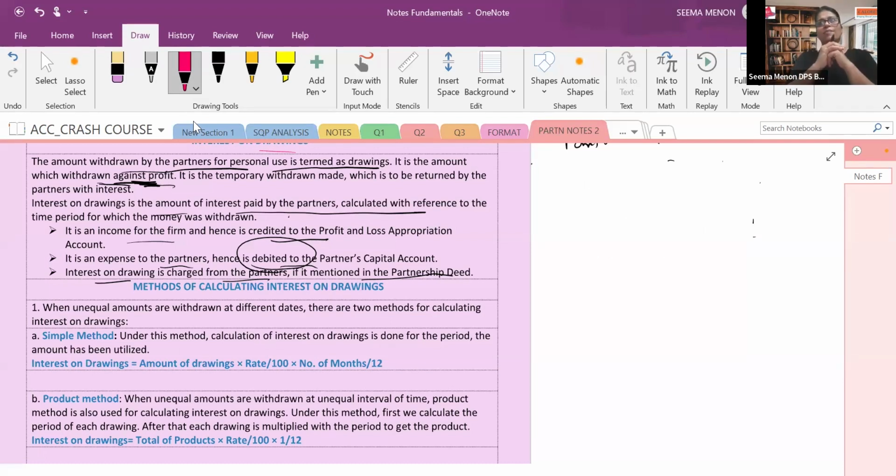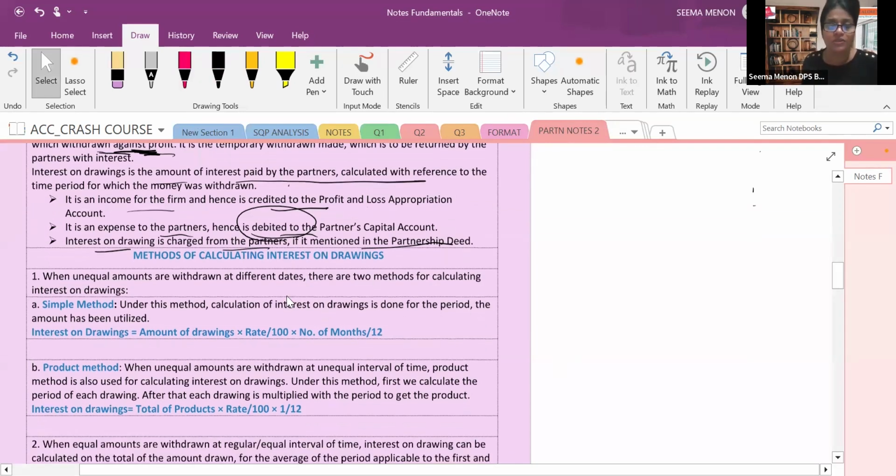And if it is clearly mentioned that it is a charge against profit, then whether the firm makes a profit or loss, the firm has to pay interest on capital and it should be debited to the profit and loss account. In the same way, now interest on drawings. Interest on drawings means the amount is withdrawn from the profit. If the partner is withdrawing from the profit, then the partner has to pay interest on drawings to the firm. Hope you are able to understand.